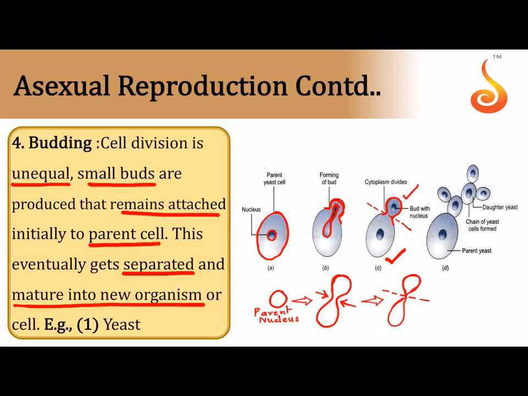Ultimately, we have two nuclei with us. And what do we call them? The daughter nuclei. And what else should divide? The cytoplasm also should divide. Some amount of cytoplasm enters the bud. And finally, the bud gets separated, and now it has become a cell of its own. And it matures into an adult organism, the adult yeast.